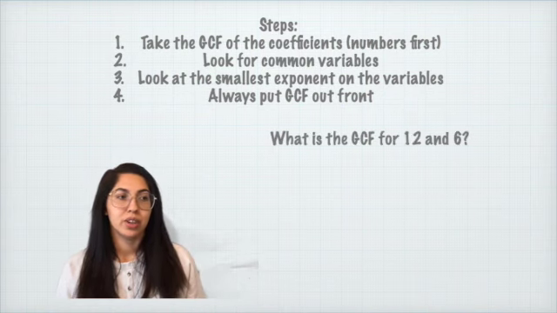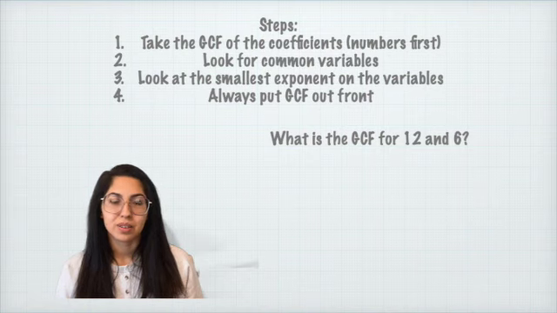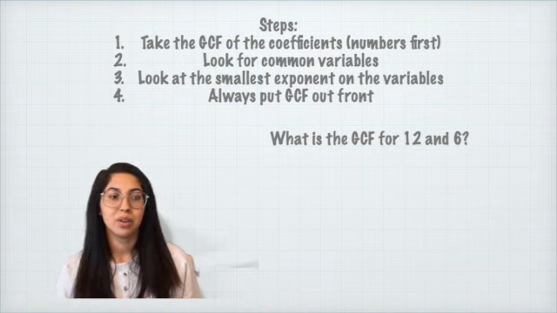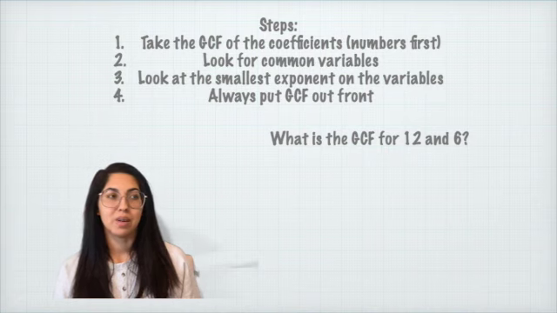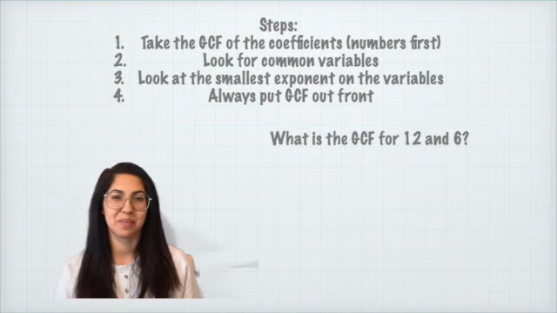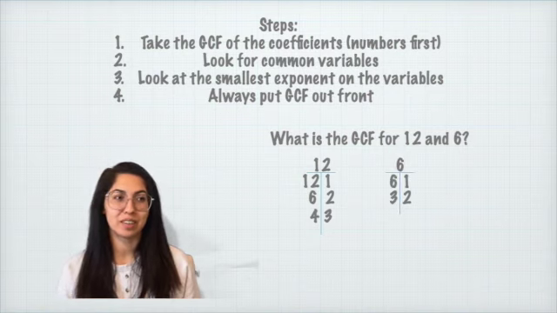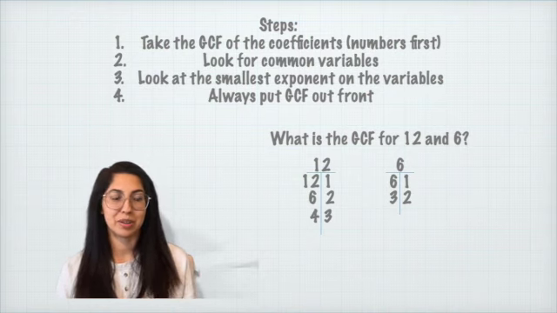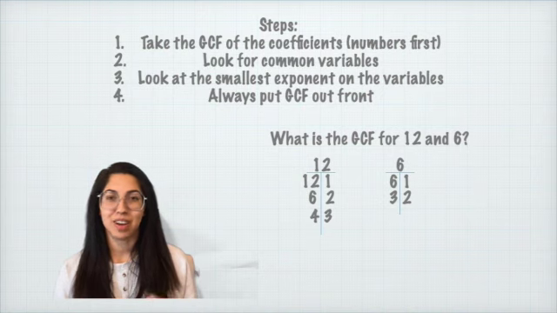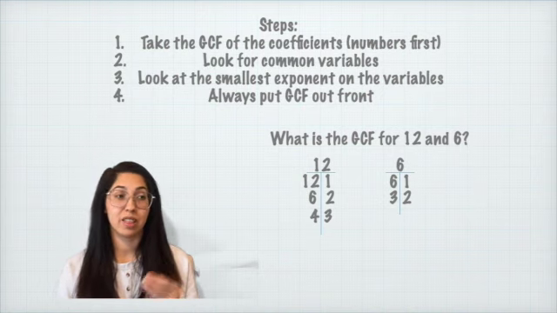So first, what is the GCF for 12 and 6? How do we find GCFs? Well, we can create a table. So here's the table for both 12 and 6. My factors of 12 are 12 times 1, 6 times 2, 4 times 3. My factors of 6 are 6 times 1 and 3 times 2.